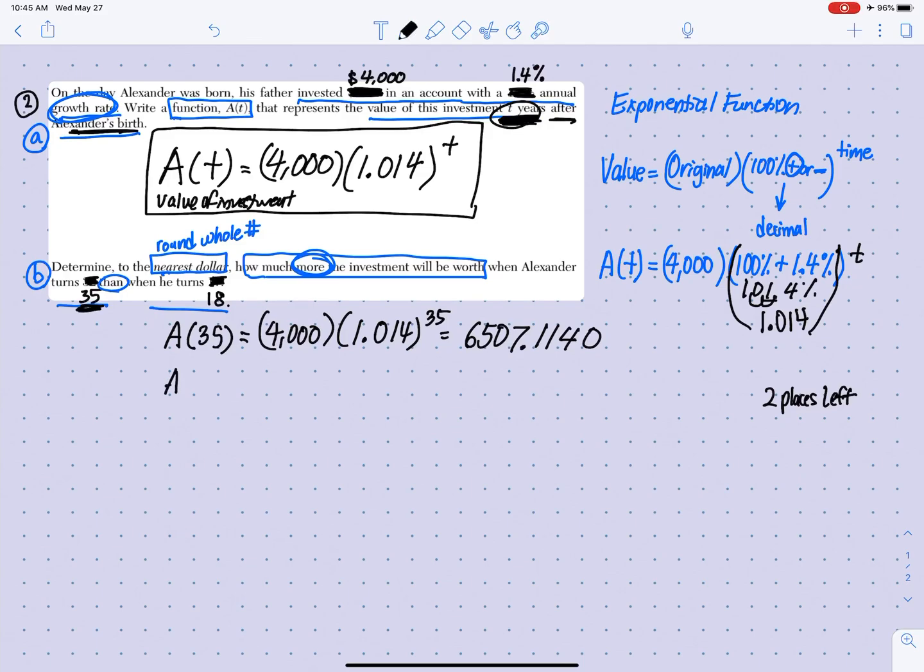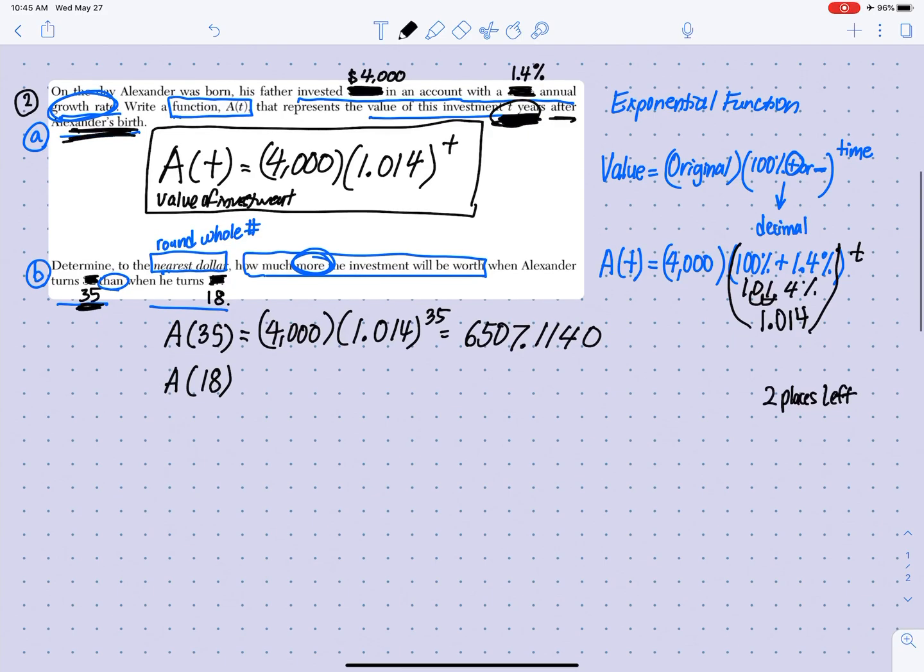Next part, I'm going to plug in 18. So once again, t years after Alexander's birth, he was 18. And then it's 4,000 times 1.014, and where I see the time, I'm putting 18 this time. Like I said, in the calculator, you're putting 4,000 times 1.014 exponent 18, and we get 5,037.3976. Now, I never round early. You always round at the end. So we're actually not done with the problem yet.